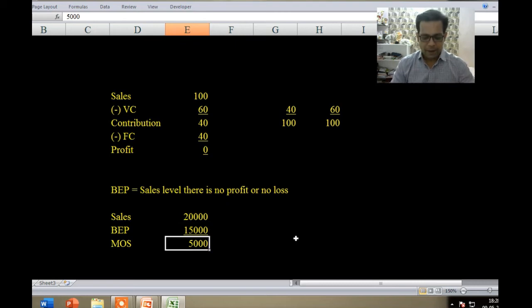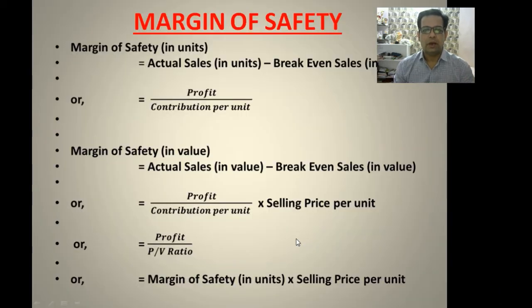Now, let's go back to the slide and have a look at the formulas. Again, exactly similar to how we did our BEP, even our margin of safety can be calculated in units or in value, that is in rupees. So, if I want to calculate it in units, it will be actual sales in units minus break-even sales in units. Same word units, when I substitute by the word value, it becomes actual sales in value minus BEP sales in value. However, pay attention to the formula.